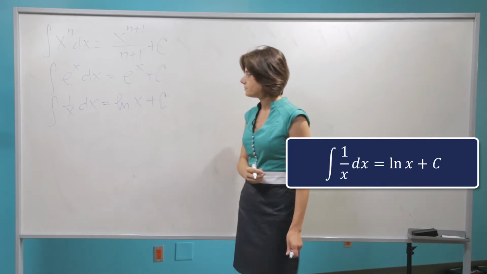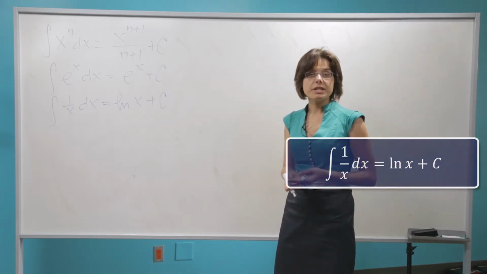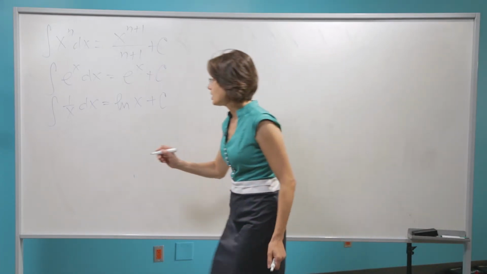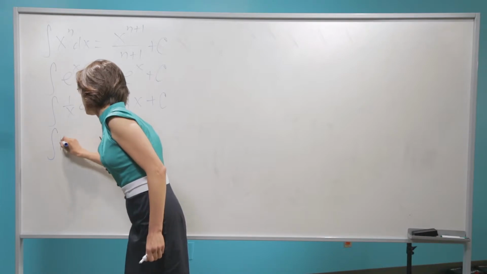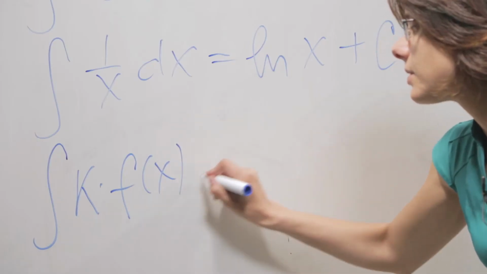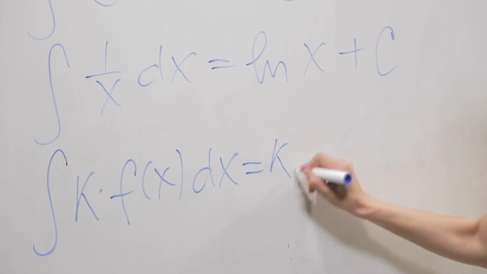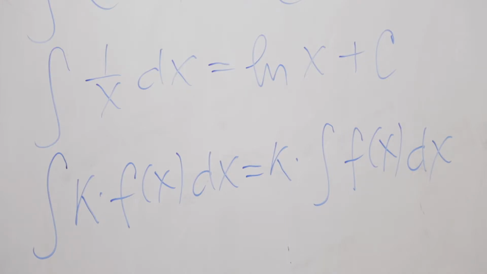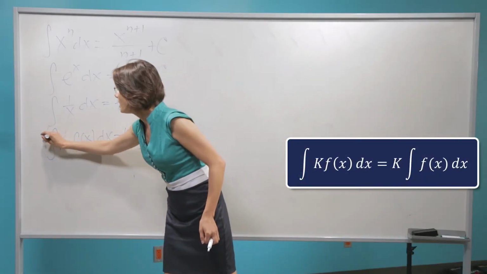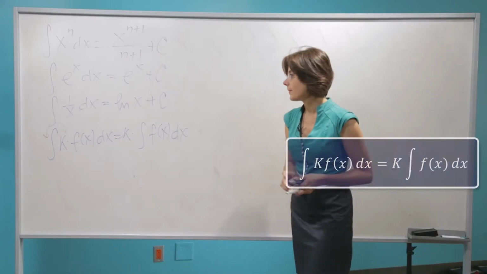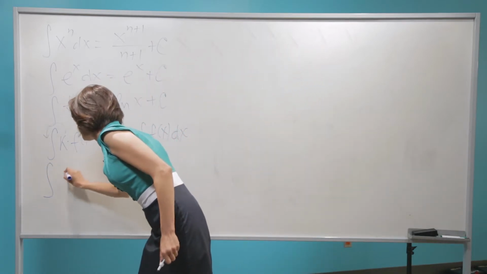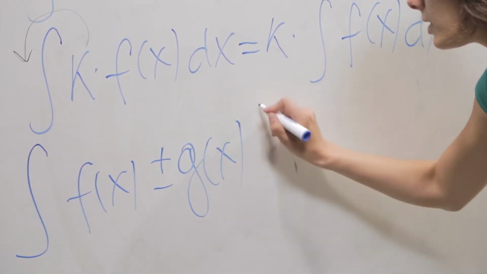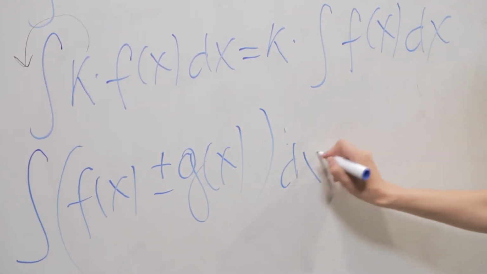And now we can also integrate the multiplication of a function by a constant, and the sum and difference of functions. So we can write that the integral of constant k times function f of x dx is the same as k times the integral of f of x dx. So basically we just took this constant k outside of the integration, and the integral of the sum and difference of two functions is just the sum and difference of the integrals.